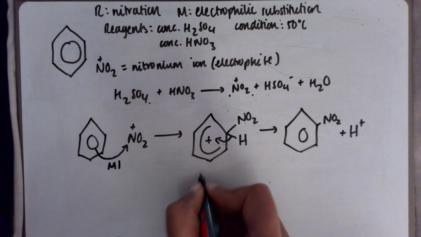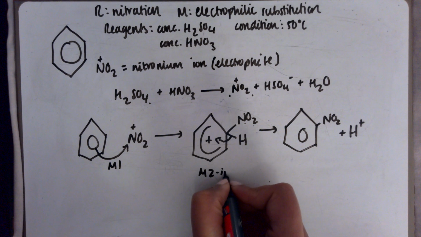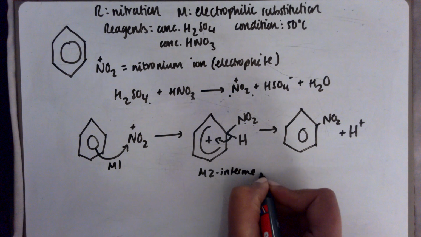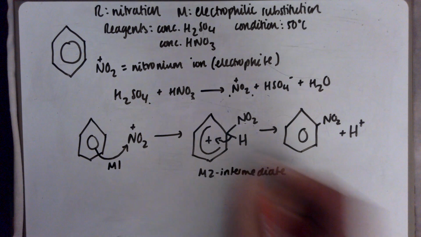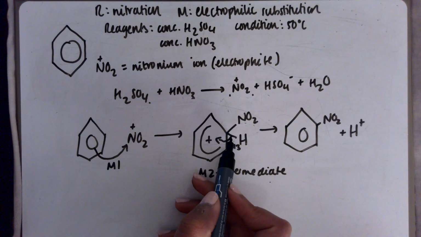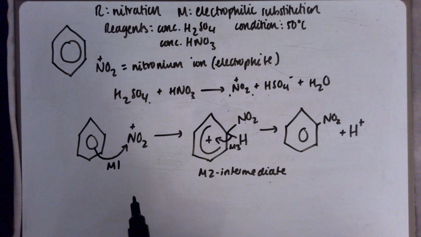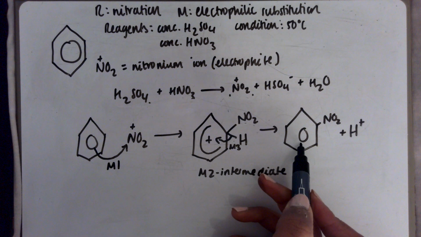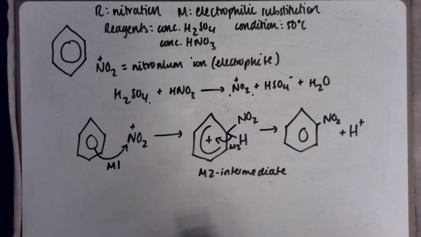M1, M2 is for our intermediate, the exact same as previously, and M3 to show the electrons from the bond going back into the ring to reform the delocalized ring, which makes that nice and stable. So that's all we have for nitration.